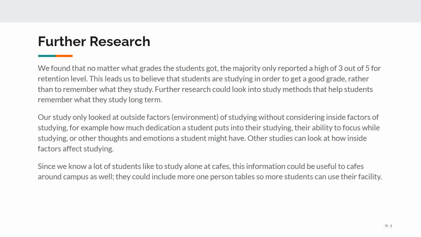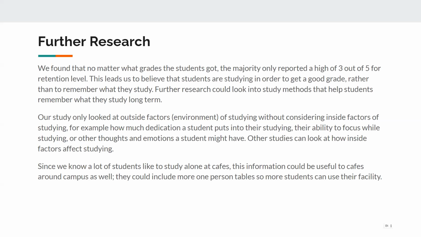So further research could look into study methods that help students actually remember what they study long-term instead of just studying to get a good grade. Also, our study only looked at outside factors, the environment of studying, without considering inside factors of studying. For example, how much dedication a student puts into their studying, or their ability to focus while studying, or their thoughts and emotions the student might have. So other studies can look at how inside factors affect studying.